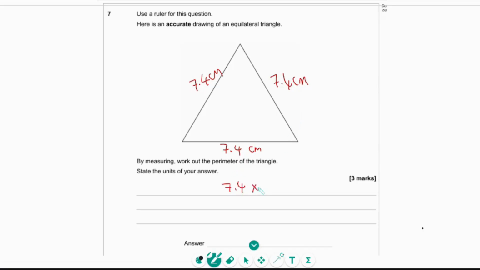Work out the perimeter. The perimeter is the distance around the outside of the shape. 7.4 times 3, 22.2. State the units in your answer, centimetres. That's for the last mark of these 3 marks.